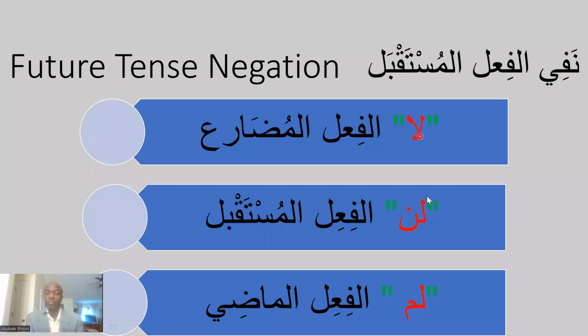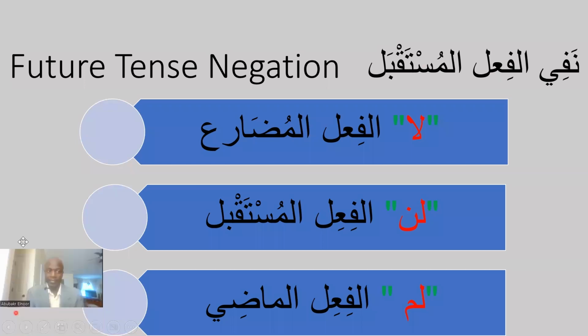It depends. And we have lam, and lam negates the past tense that I will be talking about maybe tomorrow or after tomorrow. So we have these three articles. With that being said, let's start today's lesson, and that is how to negate the future tense.